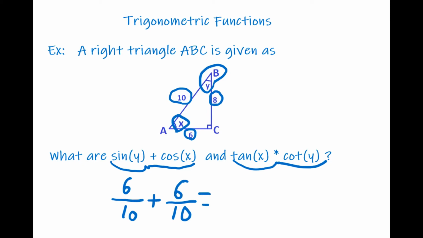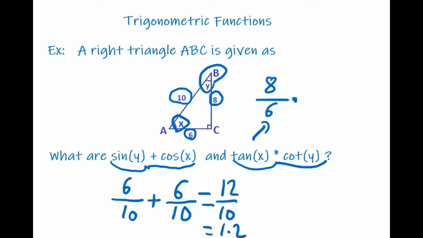So from here we have 6 divided by 10 plus 6 divided by 10, which is going to be 12 divided by 10. And if you keep going, then we're going to have 1.2, guys. And for the second part of the question, we are asked to find the value of tangent x. And again, we will look at the situation from the angle x perspective. And according to the angle x, the opposite side is 8. So for tangent x, I'm going to have 8 divided by the adjacent part, which is 6, times cotangent y.